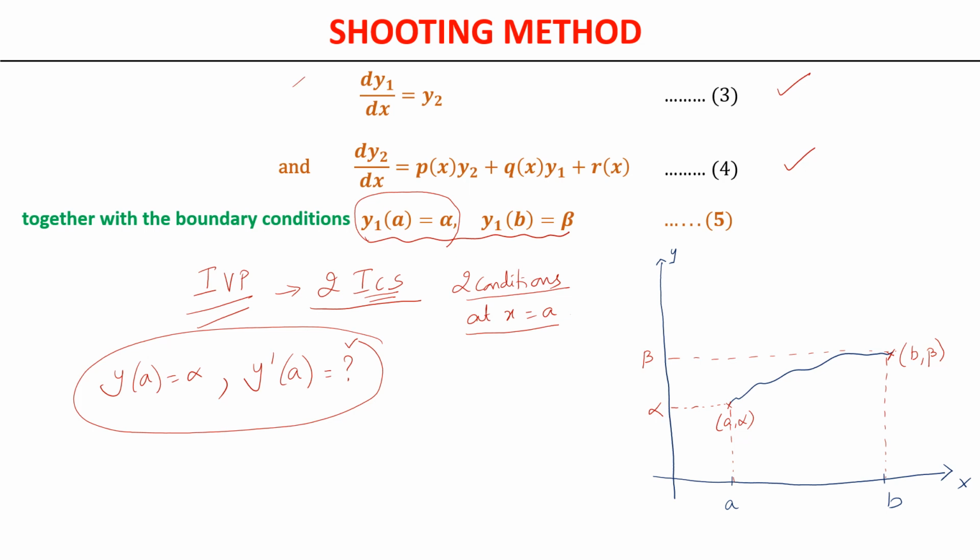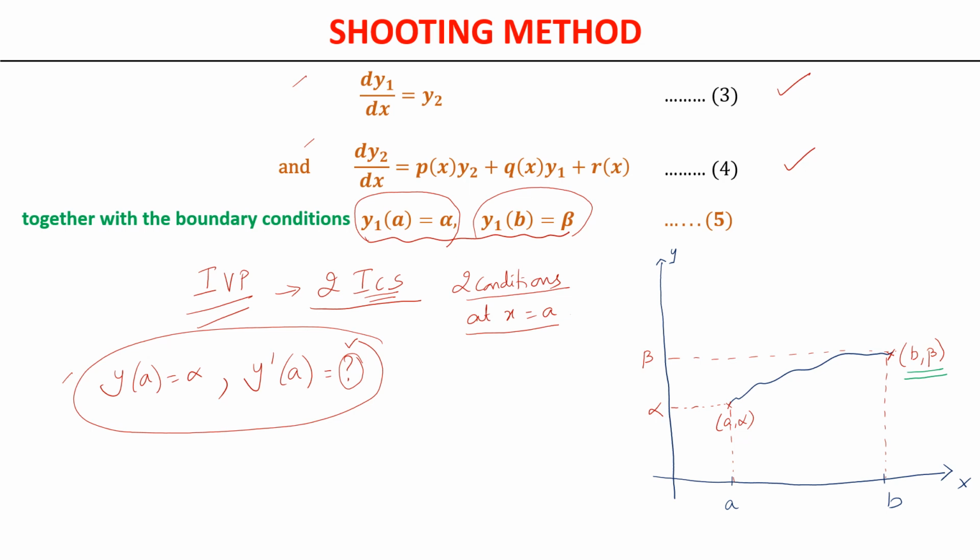So I have two first order equations and two conditions defined at the initial point. So I have two initial conditions. My IVP is ready. But then, if I want to find out the value of y dash of a, what is the procedure? Instead of y dash of a, I know the value of y1 of b equal to beta. That is this point. This point is known.